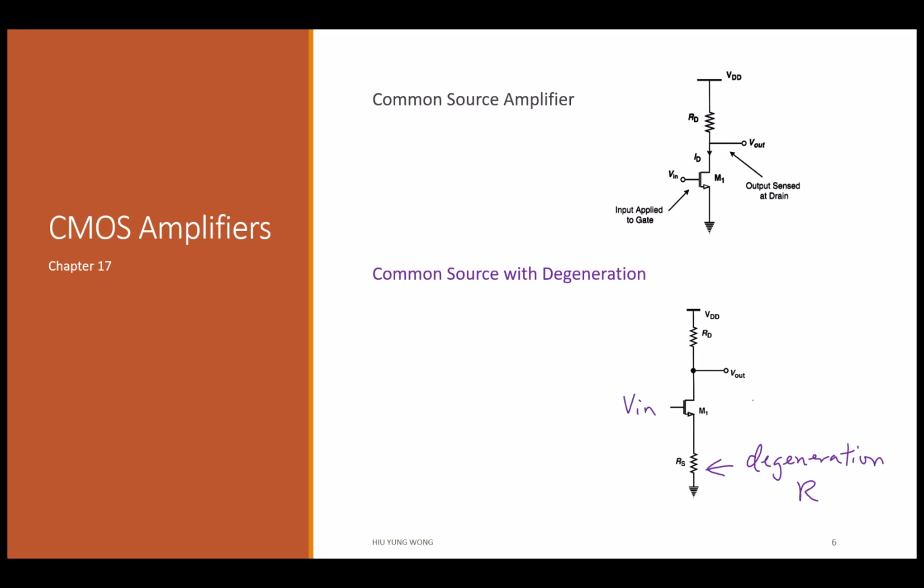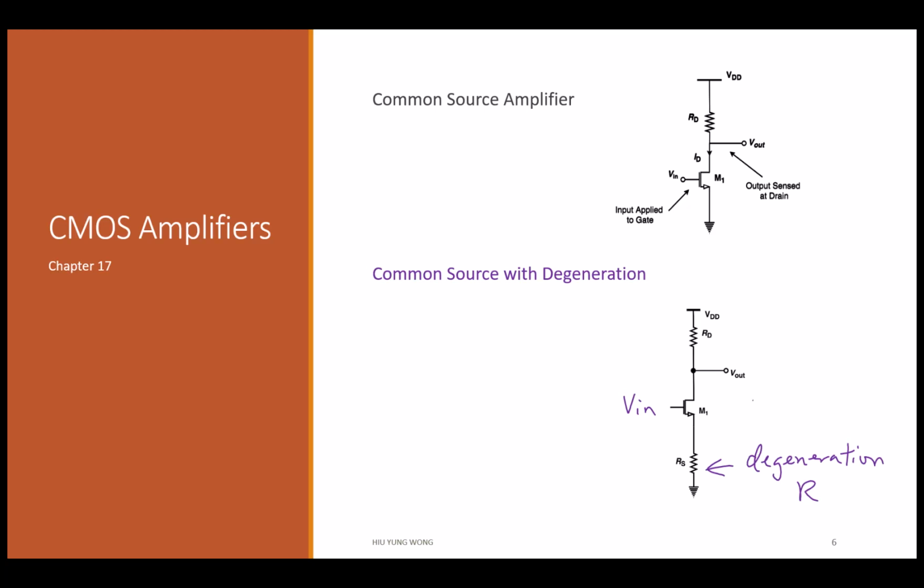Move forward. We have done the common source amplifier. Today we will talk about common source with degeneration. Let's compare these two circuits, except the drawings are not the same. Can you spot what's the difference between these two circuits? There's a source resistance. Very good.